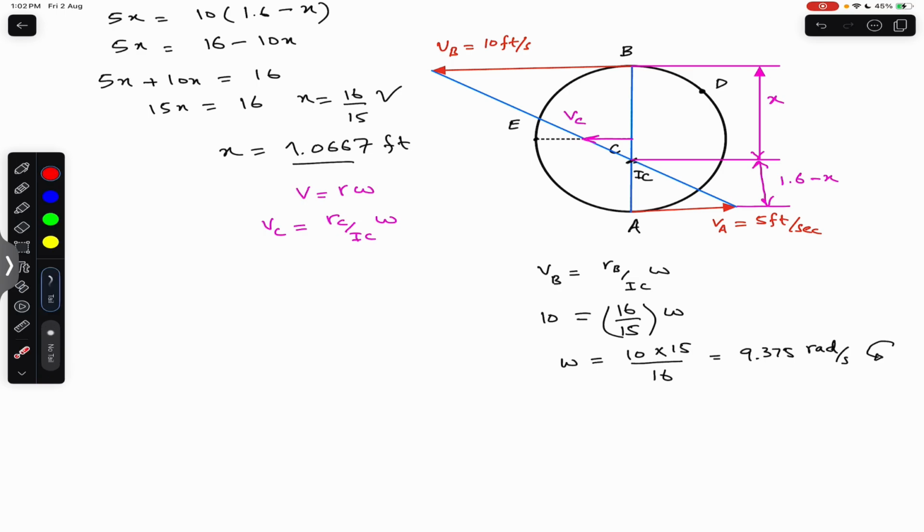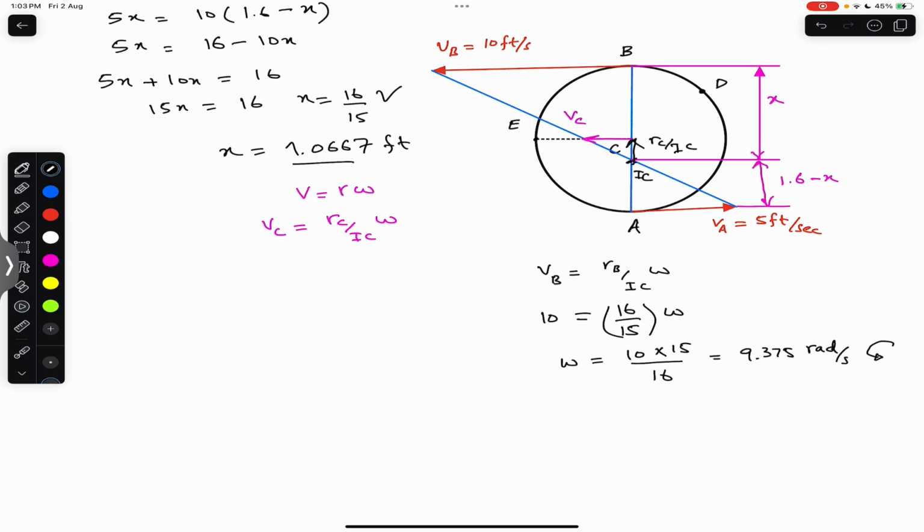Now to find VC, we have omega, so we need to find the magnitude of the position vector from the instantaneous center to point C. So R of C/IC will be this vector. If we know this length, so this is the radius, if we subtract the radius, we will get this.